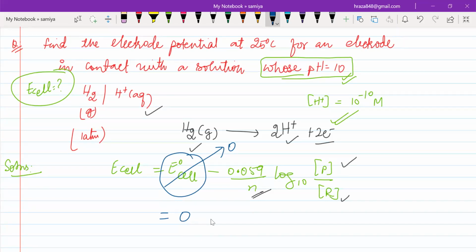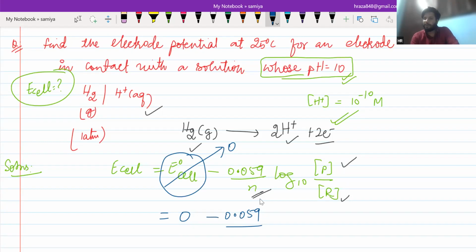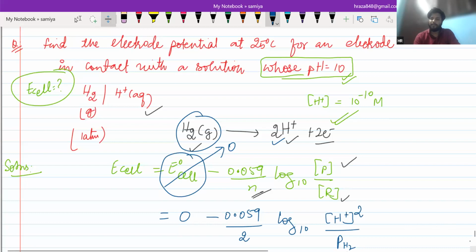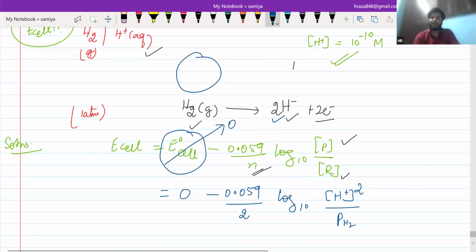Okay, sir. 0 minus 0.059 upon n. n is the number of electrons transferred. You know that. So how many electrons? 2 electrons. And log to the base 10, product is H plus. You can see H plus, and whatever is its stoichiometric coefficient, just raise it to that power. And for H2, whenever it is in the gaseous state, we will take the partial pressure of hydrogen. Okay, are you getting my point?